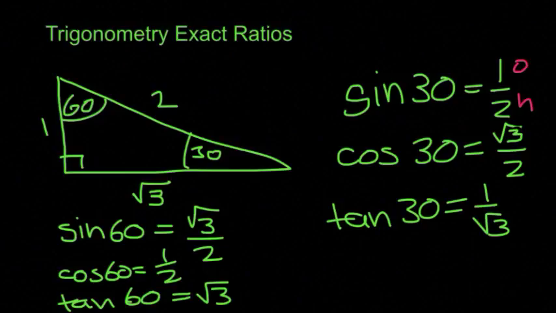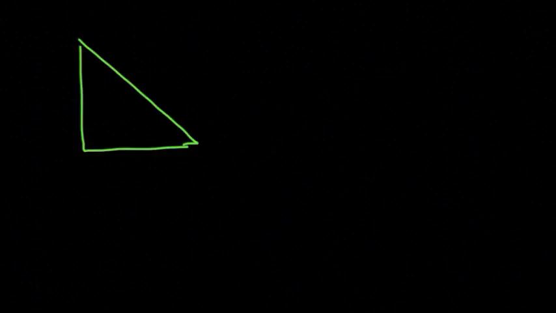Let's have a look at the exact ratios for 45 degrees. It's the same principle. We're going to have a triangle, but this time the triangle is going to have angles of 45 degrees and 45 degrees. And now the simple thing is here, just in the same way that the two angles are the same, we're going to make the two sides of the right angle the same length, so we make them 1 and 1, and then the hypotenuse of this right angle triangle is going to have a length of root 2.